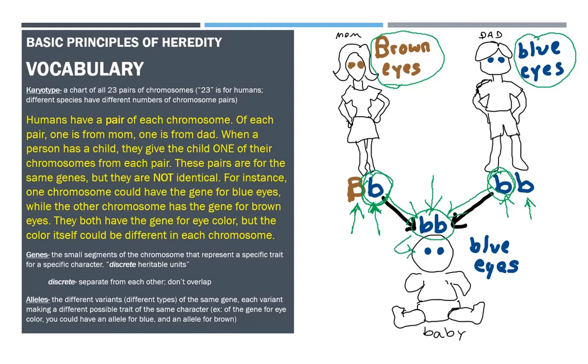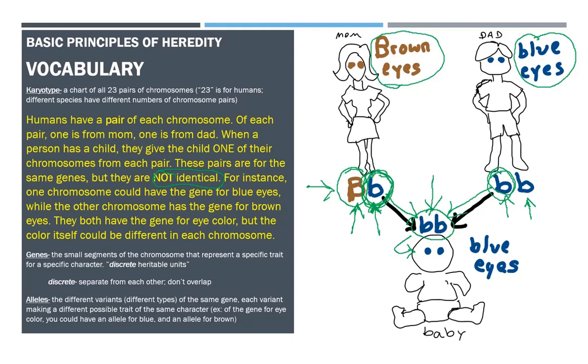Now, as you can see, the mom has one of her chromosomes in the pair for brown eyes, and the other chromosome in the pair is for blue eyes. So the pairs of chromosomes are not identical. Not identical. They code for the same thing, though. So just like in this pair of chromosomes, these genes code for eye color. So each chromosome of the pair of chromosomes has the gene for eye color.